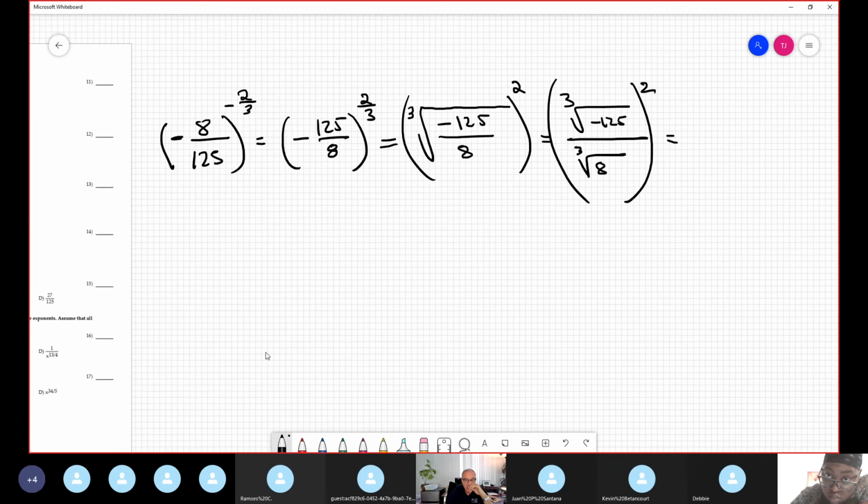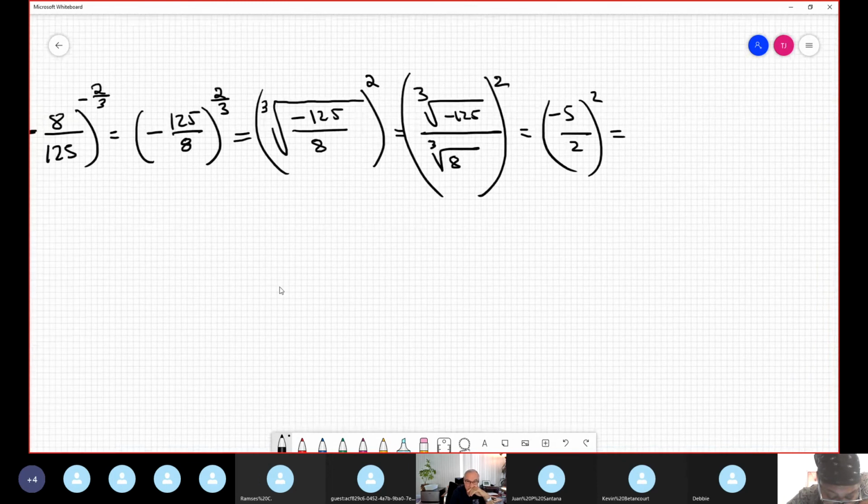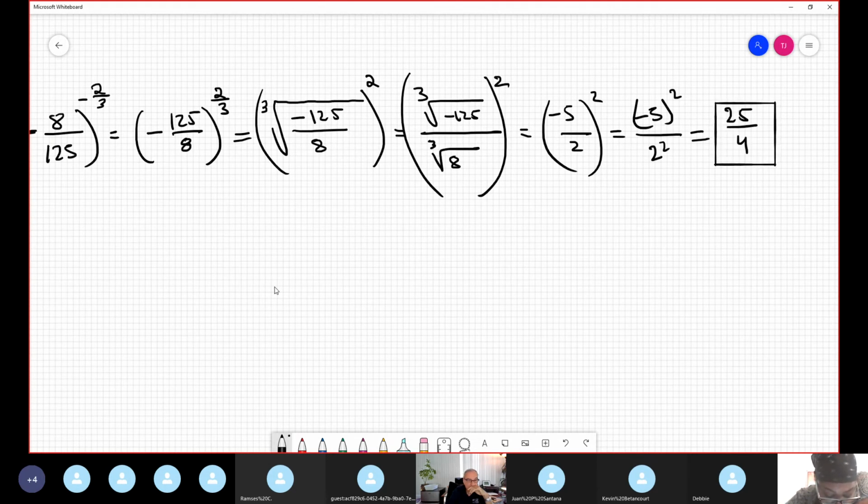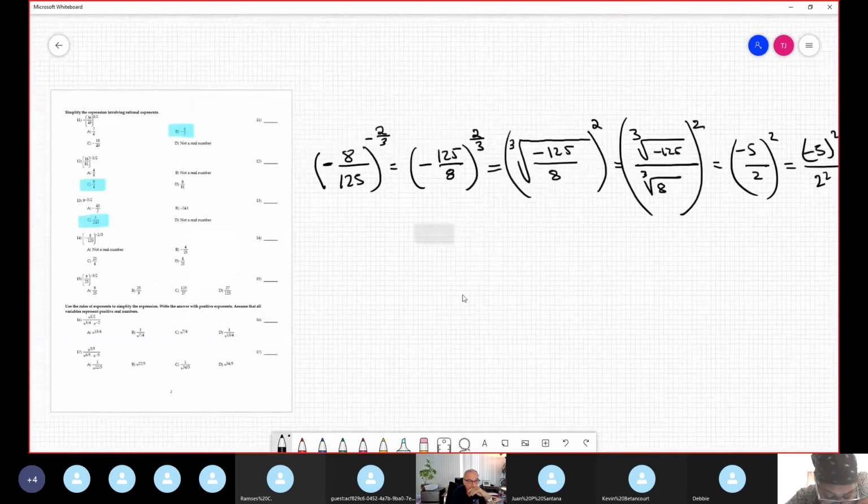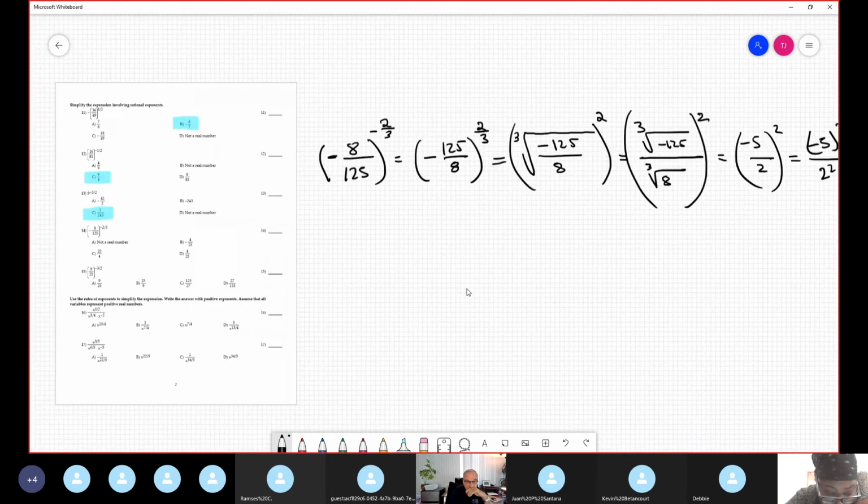The cubic root of 125 is negative 5, because negative 5 times negative 5, three times, is negative 125. And the cubic root of 8 is 2. And you raise everything to the second power. Negative 5 to the second power is 25 positive. And 2 to the second power is 4. So 25 over 4 is my answer. Let me see. Matching with the options, 25 over 4. Yeah, this kind of problem is C.